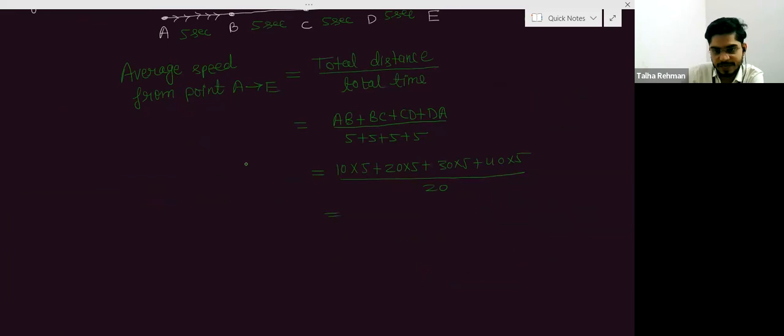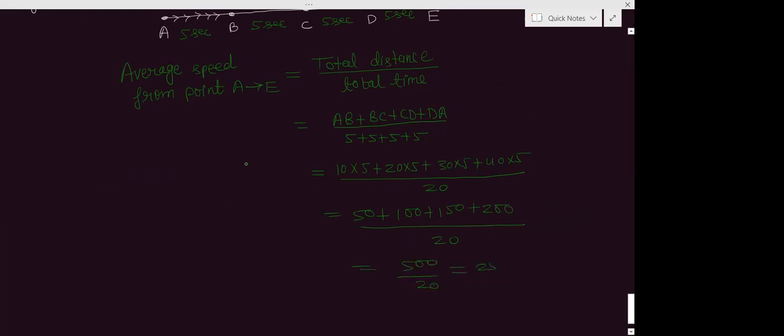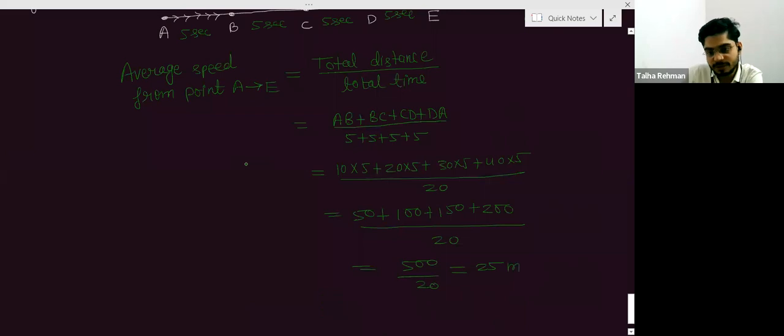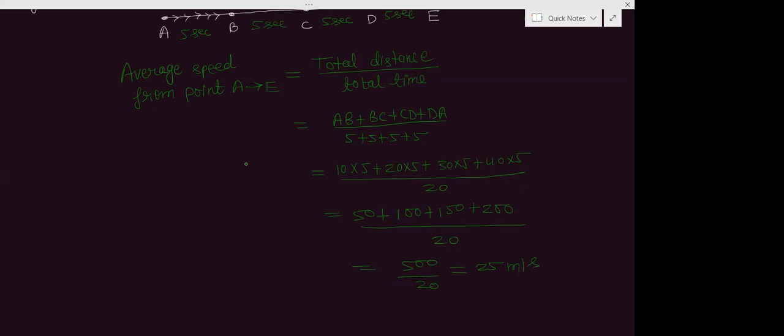Now these are 10 fives: this is 50, this is 100, this is 150, this is 200. So this will become 500 by 20. So 25 meter per second will be your average speed.